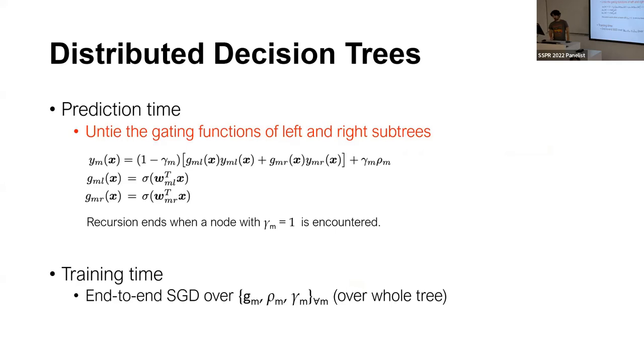Okay, finally, to get to the distributed decision tree, we're going to take one more relaxation and untie the gating functions that decide between the left and right subtrees. So instead of picking softly either left or right subtree in a way that it sums up to one, we're going to pick them independently using different splitting hyperplanes. That means we can either pick the left subtree, right subtree, we can turn both of them on and additively combine them, or we can turn both of them off as well and end the decision early. The training is the same, still end-to-end differentiable.